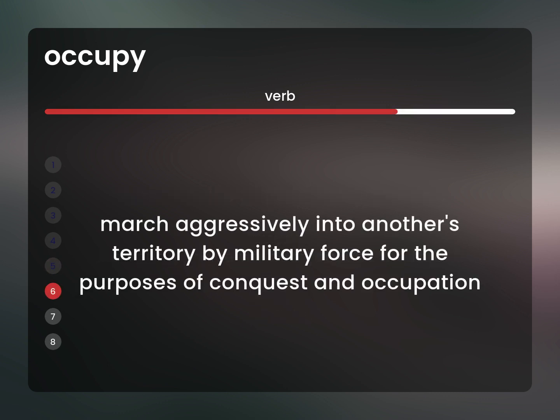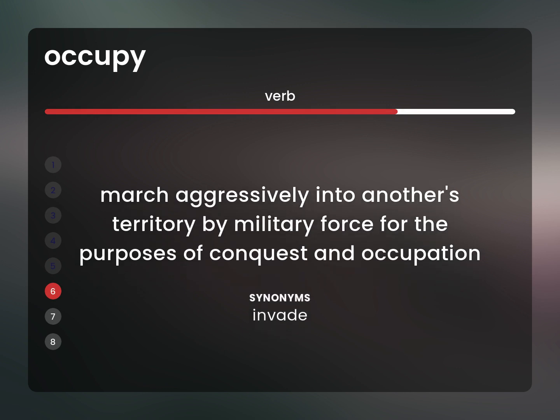March aggressively into another's territory by military force for the purposes of conquest and occupation. Invade.